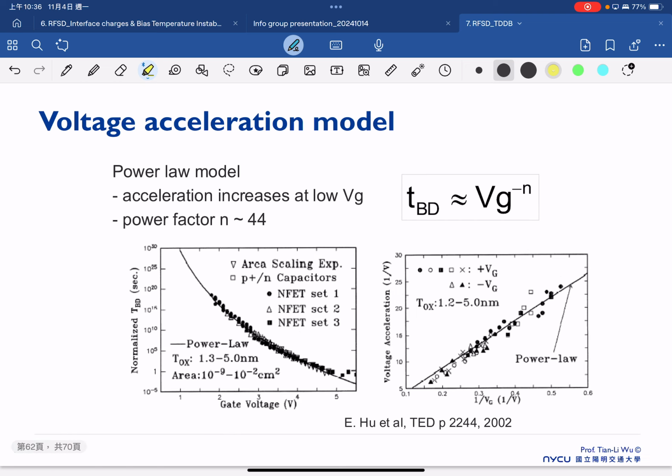So this is the case of oxide thickness below 5 nanometer, where we can see the power law model based on the voltage acceleration can fit the data very well. This is an oxide thickness between 1.3 to 5 nanometer. This is an oxide thickness between 1.2 to 5 nanometer.